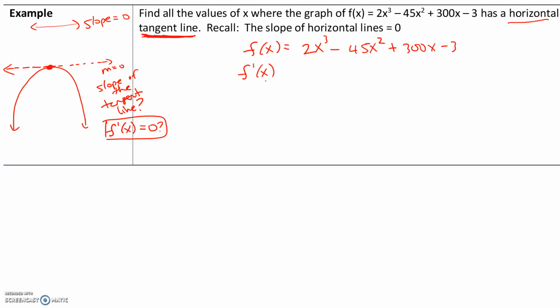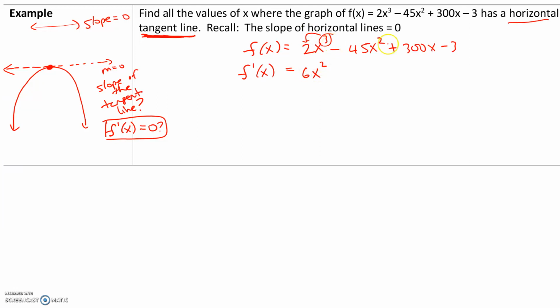First, let's take f prime of x. Remember, f prime of x will give us the slope of the tangent line, and that's what we're looking for: the slope of the tangent line. So if I multiply 3 times 2, this gives me a 6x to the second power.